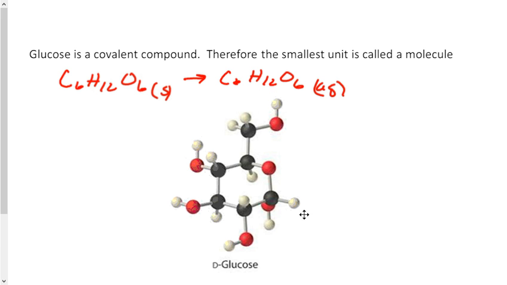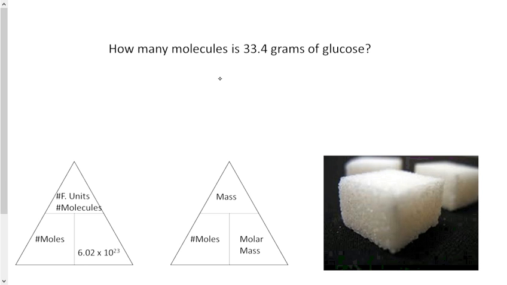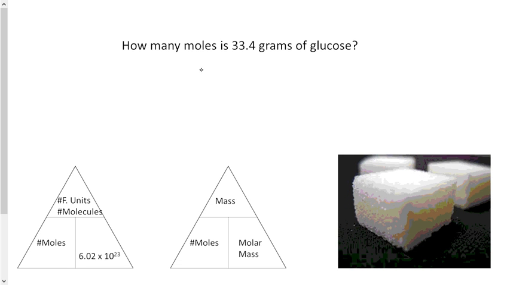Now each individual one of these things is going to be very tiny. So it's like groups of atoms. And we are going to solve for those in this fashion as well. So how many molecules is 33.4 grams of glucose? When we look at our triangles, we've got mass here. Okay, our dilemma is we can't go directly from grams to molecules. So we pause. Let's go back. Okay, how many moles is that first? And then we'll go back and solve for the molecules.